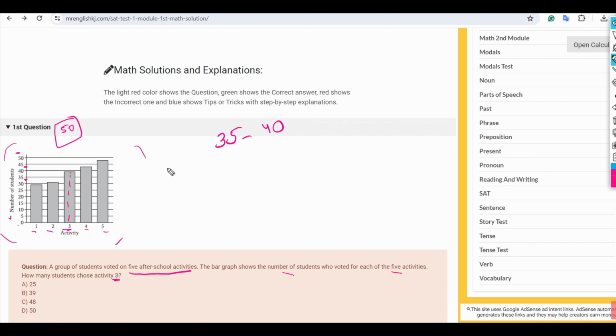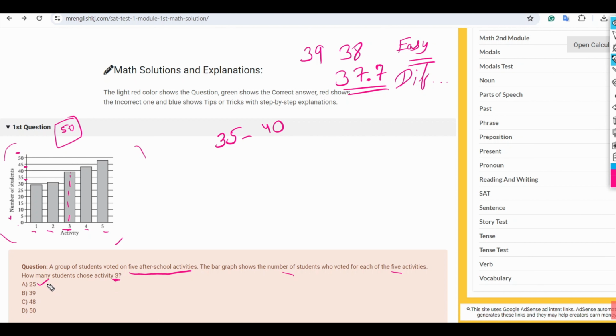Now it might be hard for you to find the exact value. Maybe it might be 39, it might be 38, it might be 37.7 or something like that. It can be anything, right? But as I told you, this is the first module, meaning the first question will be easy, then it will get difficult. What makes it easy? The options. 25. Is it possible?